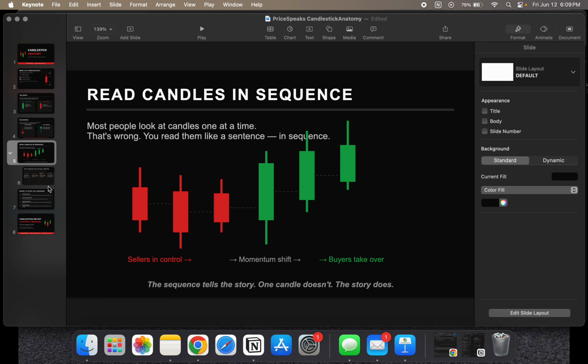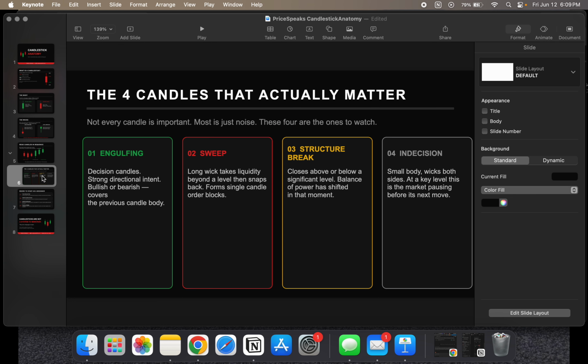So next, we'll talk about the actual important candles, the candles that actually matter. Now, you have four types of candles, based on how I trade, that are actually important. You have engulfing candles, sweep candles, structure breaking candles, and indecision candles. I'm also going to show you actual examples of these candles on the live chart, but I want you to have the exact definition first, because once we go to the chart, it will not look as perfect, but the concept will still stick.